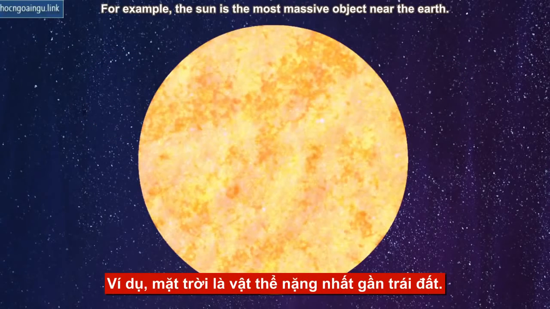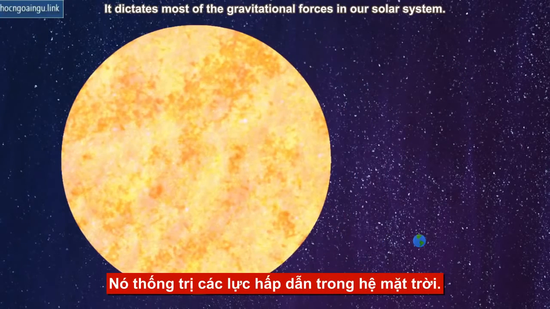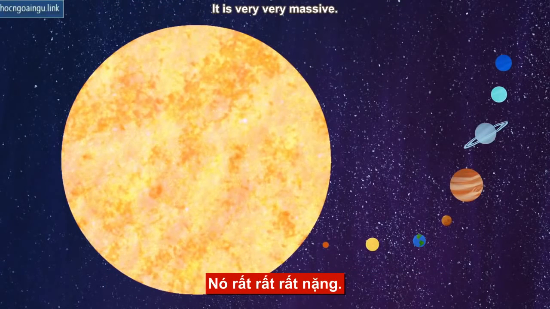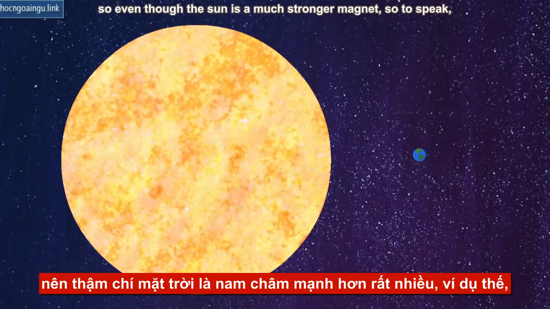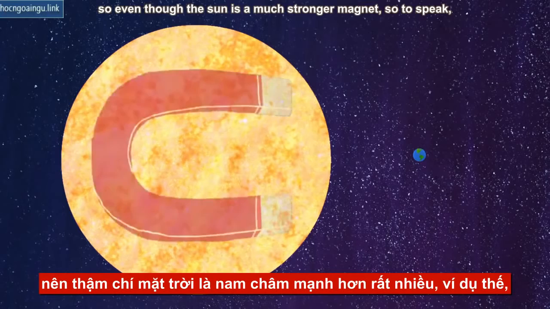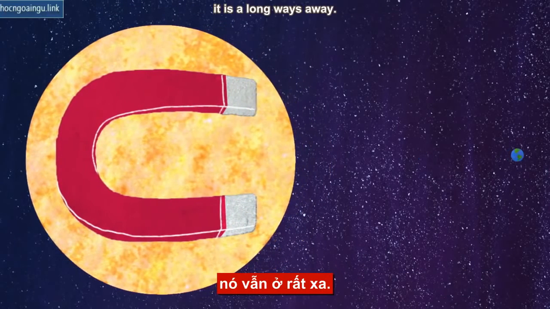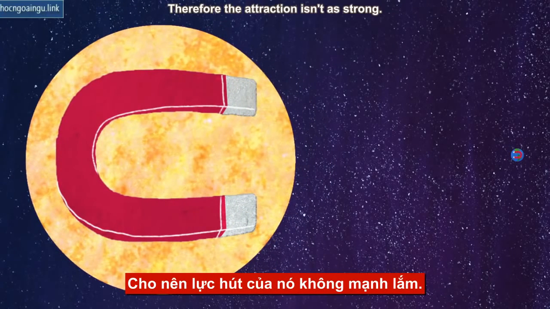For example, the sun is the most massive object near the Earth. It dictates most of the gravitational forces in our solar system. It is very, very massive. But it is relatively far away, so even though the sun is a much stronger magnet, so to speak, it is a long ways away. Therefore, the attraction isn't as strong.